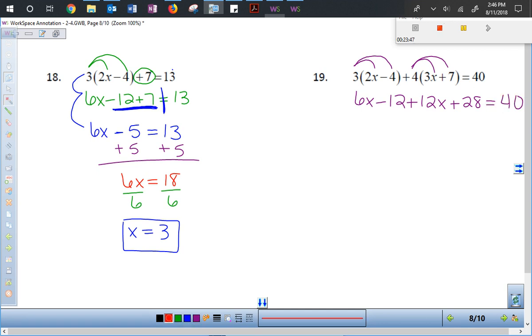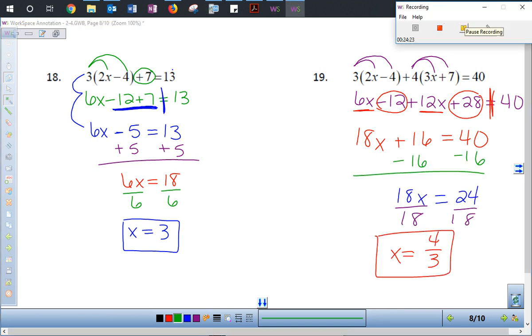Now before you start solving, make sure on your left side of the equal sign everything is combined. We need to combine those like terms. So I have a 6x and a 12x here, both on the same side of the equal sign, so I'm going to combine those to get 18x. Then I have a negative 12 and a positive 28 on the same side. If I combine those, I'm going to get plus 16 equals 40. Now I can solve. So go ahead and pause the video and finish solving this problem on your own.